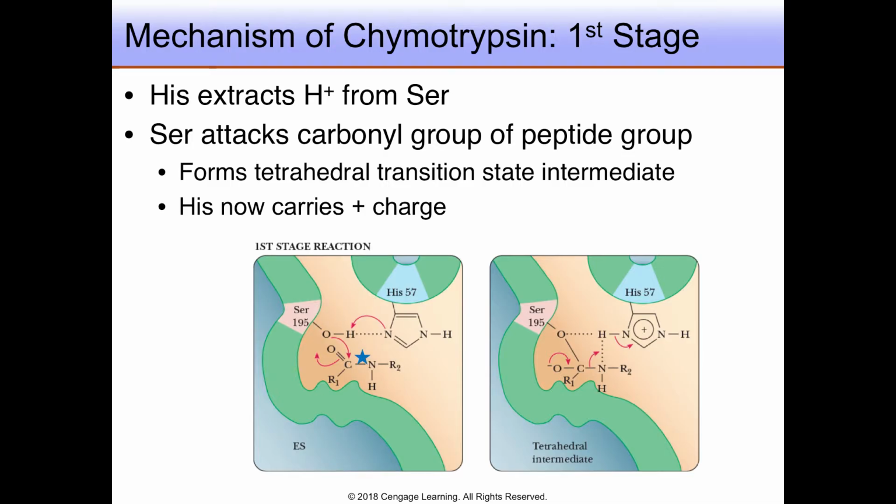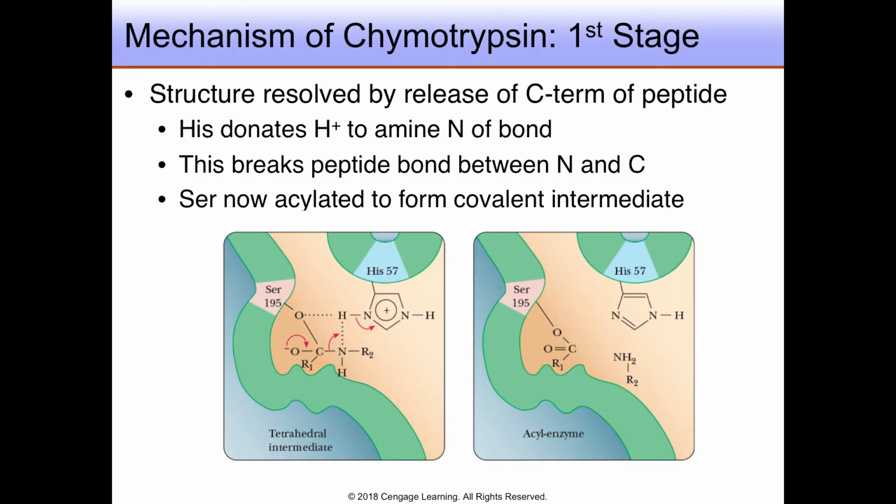The histidine first extracts a proton from the adjacent serine residue, making it even more nucleophilic. The serine oxygen atom then attacks the positive dipole on the carbonyl carbon of the peptide bond. The result is the formation of a tetrahedral intermediate on the right of the diagram. Note the formation of an unstable carbanion in this case, and the fact that the histidine residue now carries a proton. The first stage of catalysis is completed with the release of the C-terminal portion of the peptide.